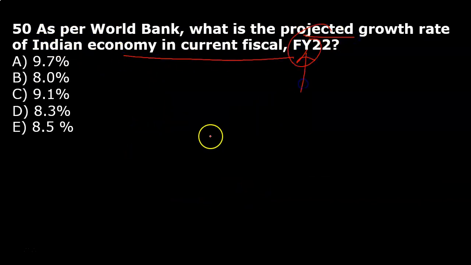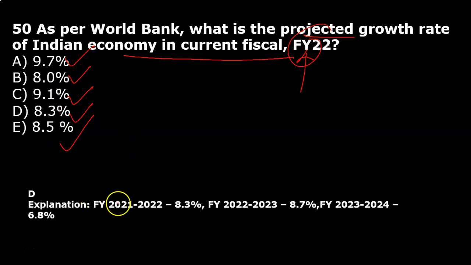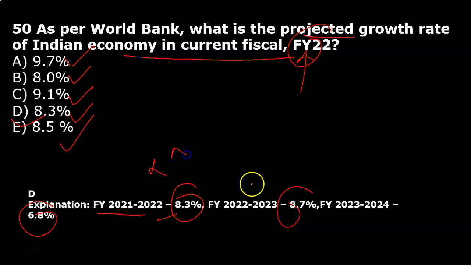As per the World Bank, what is the projected growth rate of the Indian economy in the current fiscal year, financial year 2022? Your options are 9.7%, 8%, 9.1%, 8.3% or 8.5%. Answer is D. For financial year 2021-22, it was 8.3%, for 22-23 it is expecting 8.7%, and for 23-24 it is expecting 6.8%. This data is very important, friends, so remember this data. And for 21-22, the World Bank has projected the growth rate at 8.3%.